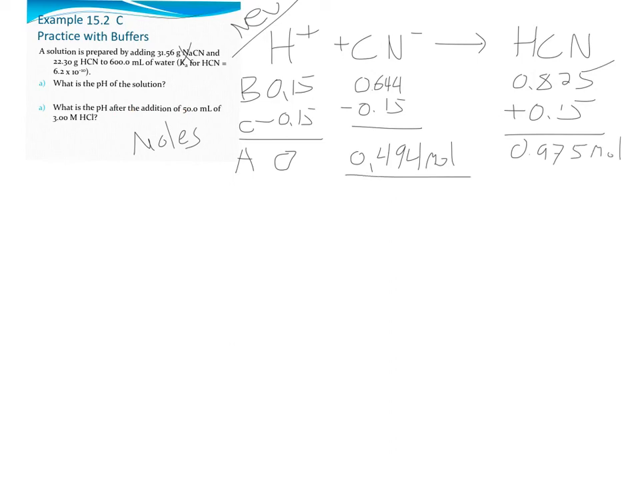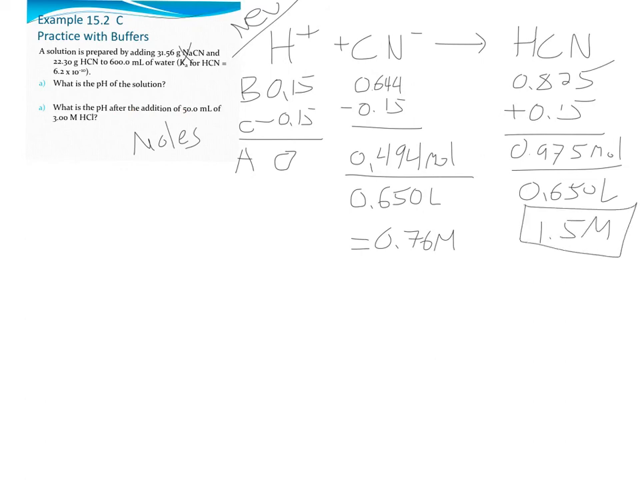My new volume is not the original. Originally we had 600 milliliters, and then we just added 50 more of the acid, so 650 milliliters. We'll get new molarities of the resulting solution. The cyanide is 0.76 molar, and my HCN is 1.5 molar.